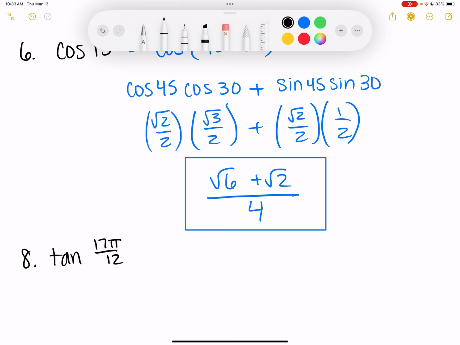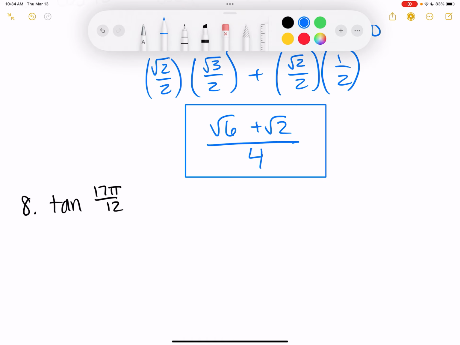We have an amazing math teacher that will just help us through it. Yeah. Convert it to degrees, yes. So converting, you put 17 pi over 12. We multiply by 180 over pi. And we get 255 degrees.